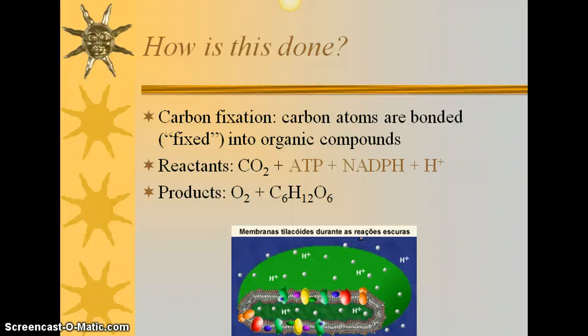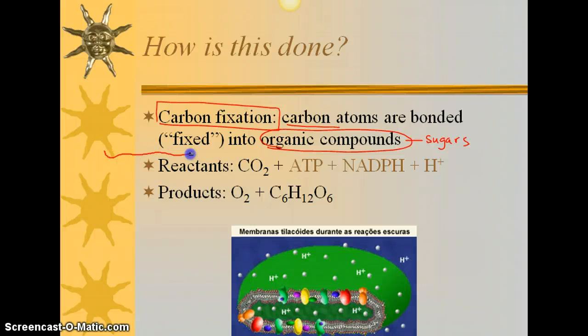So how does this happen? Carbon fixation is a key thing that you need to know here, is when carbon atoms are bonded or fixed into this organic compound. Again, organic compounds are the sugars. So what happens is carbon is bonded into organic compounds. It bonds into a form that makes sugar.